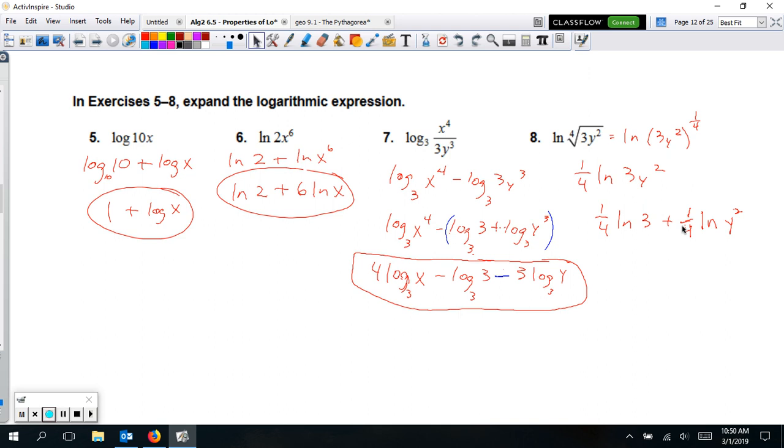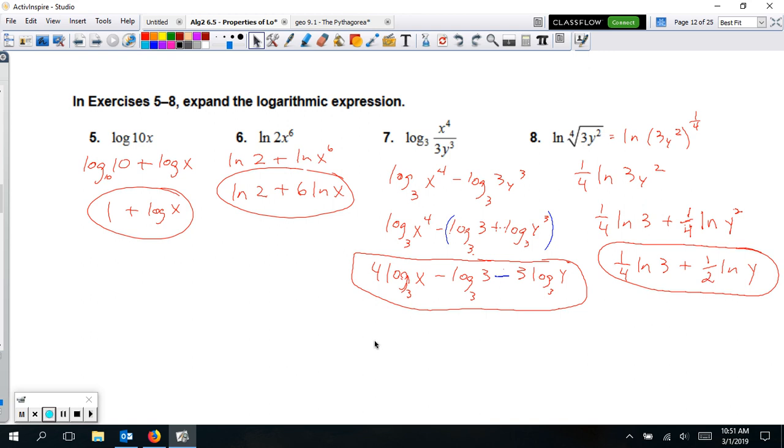Now the last thing to do is we do have a power property here, y squared. We're going to put that 2 in front. We're going to multiply this 1/4 that's already in front by 2 as we put it in front here. So this one's all done here in front. We can put that in our answer: 1/4 natural log of 3. But then I'm going to have to multiply 2 times 1/4, which would be 2/4, and that would simplify to 1/2. So it's plus 1/2 natural log of y. So as you put the 2 in front, 2 times the 1/4 would give you a 1/2.